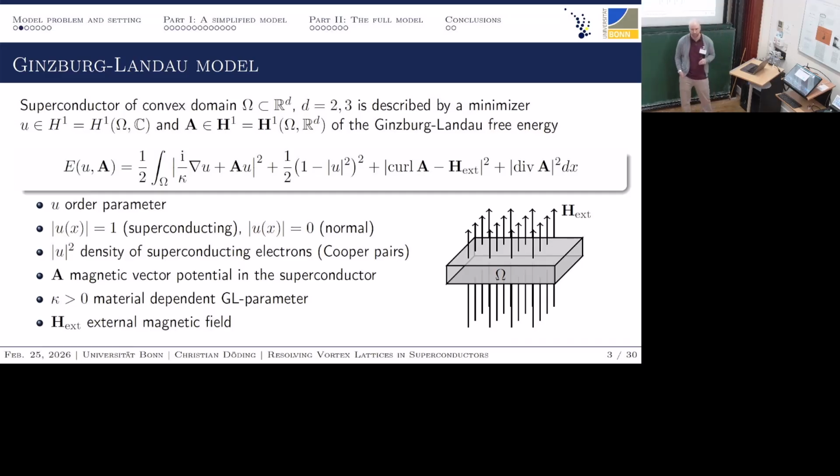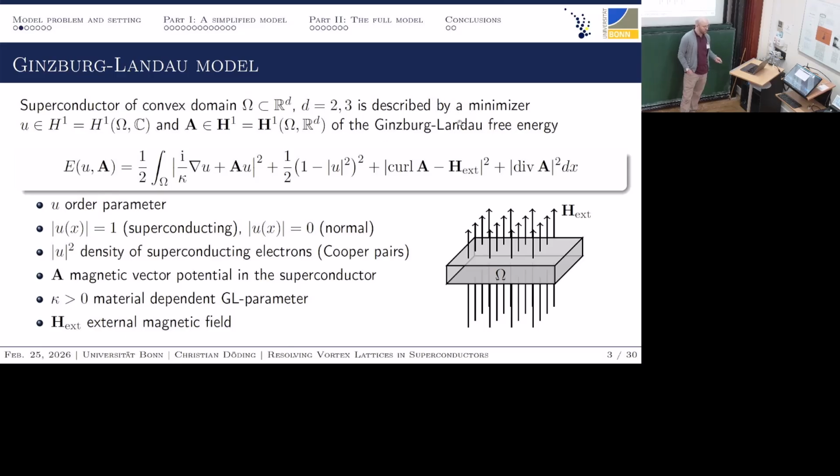So enough about physics for the moment. Let's dive into the mathematics, which is the Ginzburg-Landau model. Here again we have this block of the superconducting material, denoted by omega, and I assume for simplicity it's a convex domain in up to 3 space dimensions. You can also write this problem down in 2 space dimensions. Actually the numerical experiments that I will show you are only in 2D, but the theory works for 3D as well.